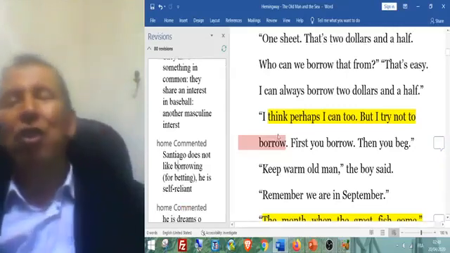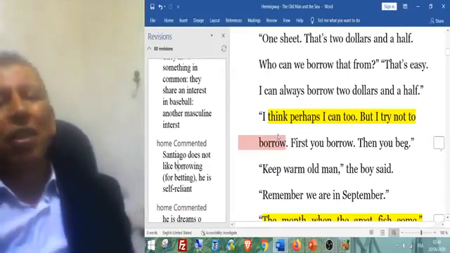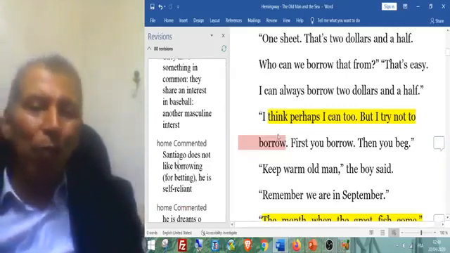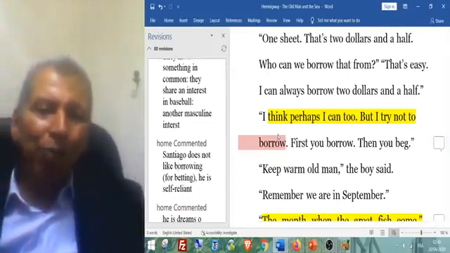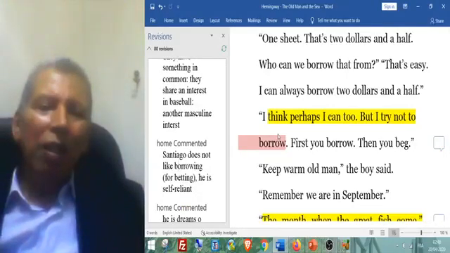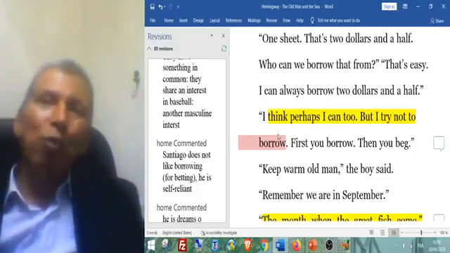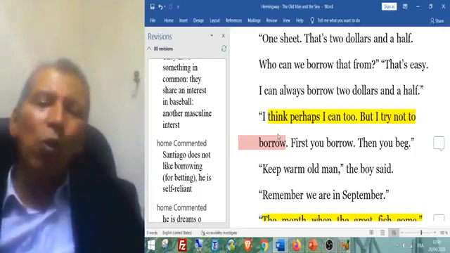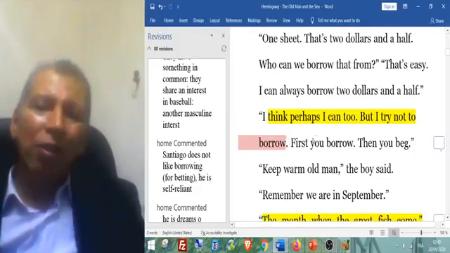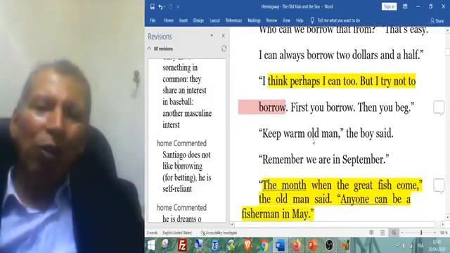This is an interesting feature about Santiago. He doesn't like borrowing money because he's self-reliant. He doesn't want to depend on others. He wants to pay his own way. That is, not to rely on other people's help.